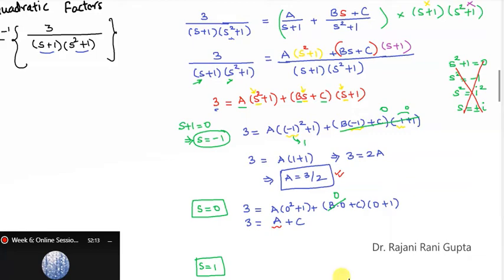So this will give me 3 by 2 plus c is equal to 3. That implies c is 3 minus 3 over 2. So when you simplify it, it gives you 3 over 2. So you will be having c as 3 over 2. You can even use a calculator to get the value as 1.5.